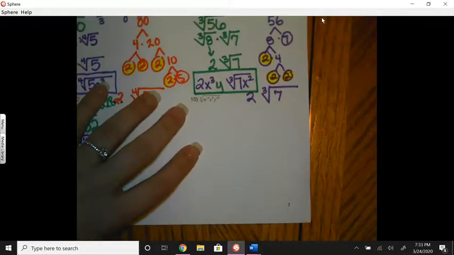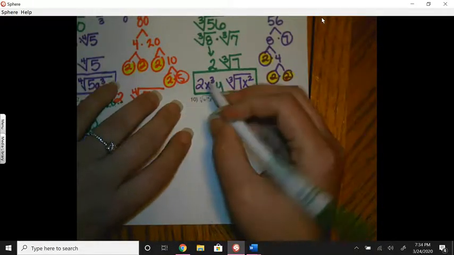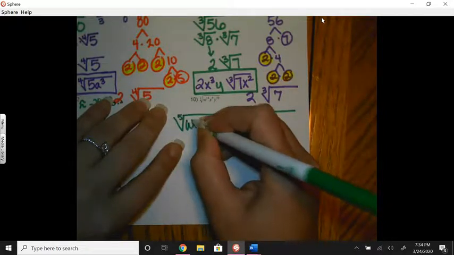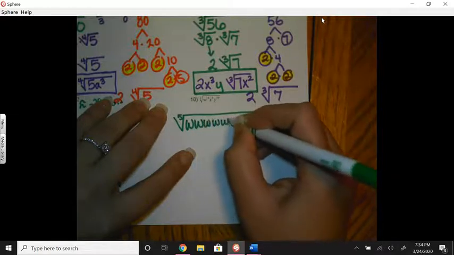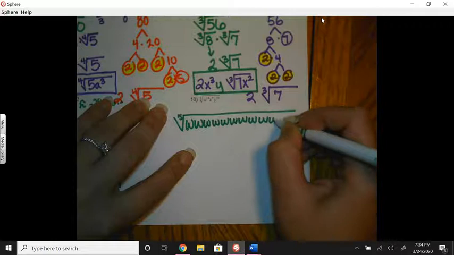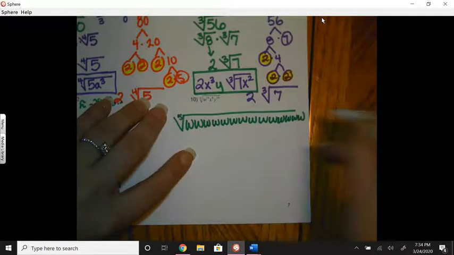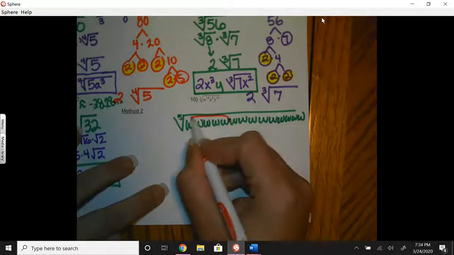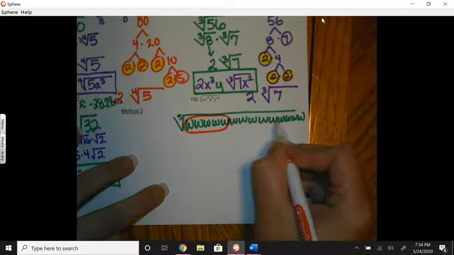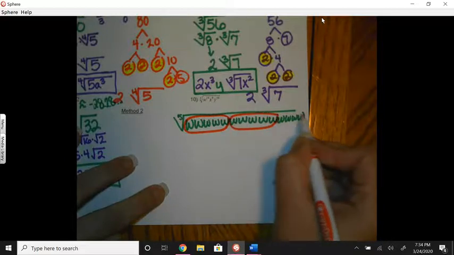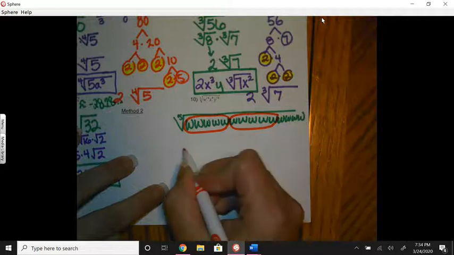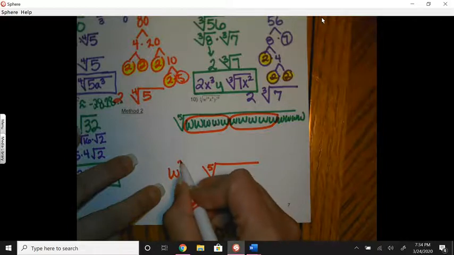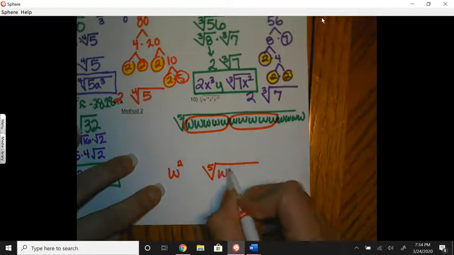Alrighty, last one here. Again, let's go over the visual way to do this. There would be 14 W's, and since the index is 5, we are looking for groups of 5. But there's not enough to make another group. So there's 2 groups, so we would have W squared on the outside, and then we'd have 4 left on the inside.